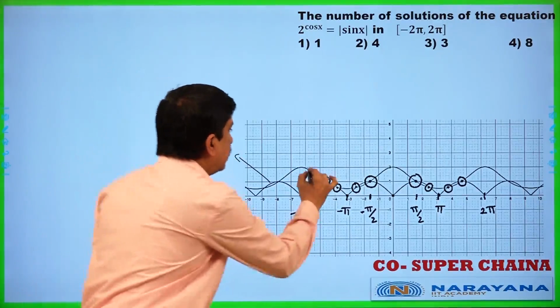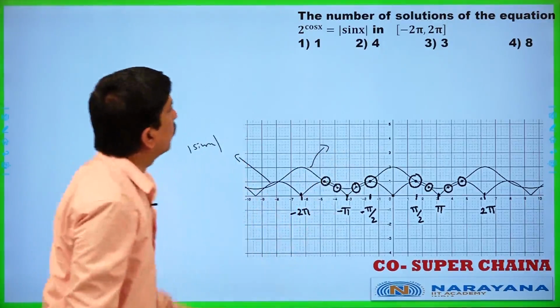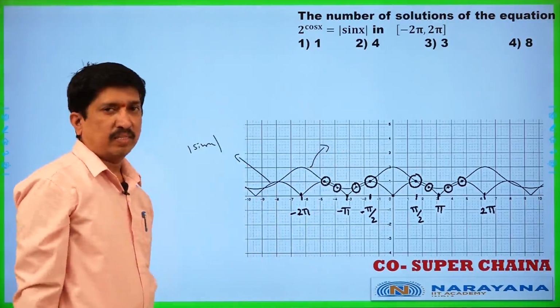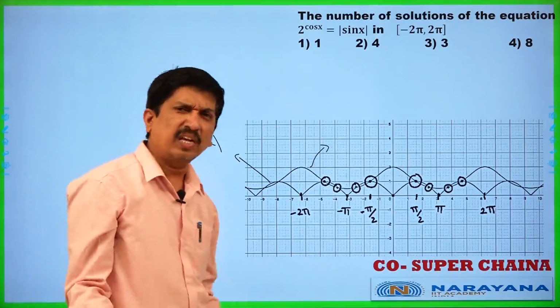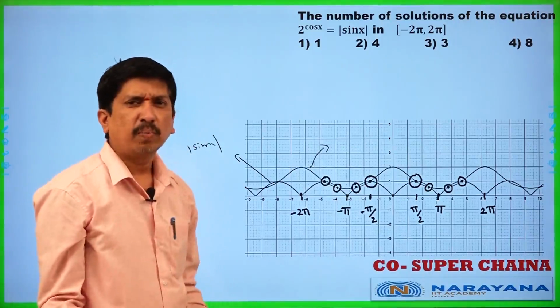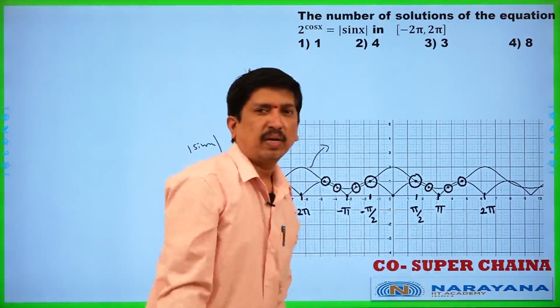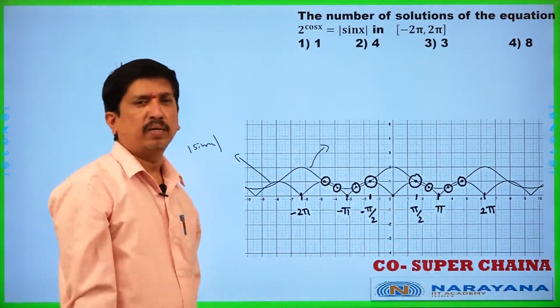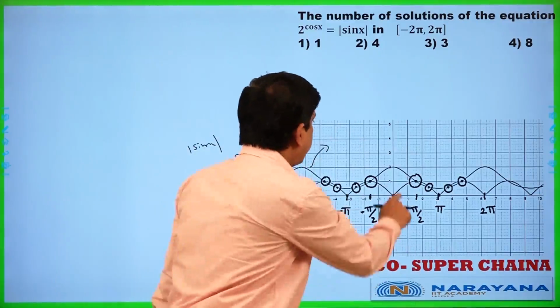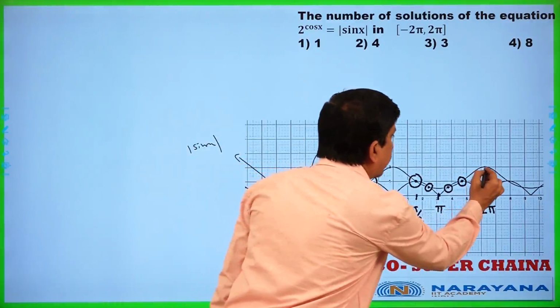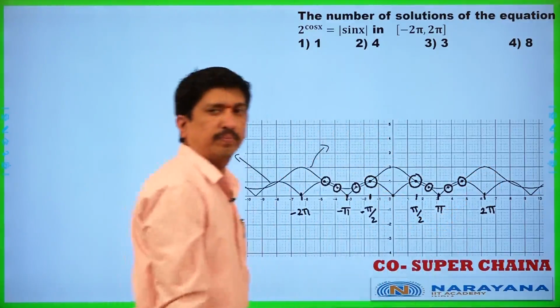Now, this is nothing but 2 to the power of cos x. The range of 2 to the power of cos x you also know very well. Now, you see cos 2 pi. Cos 2 pi is nothing but 1. So, 2 power 1, the maximum value, which you observe here, is 2.